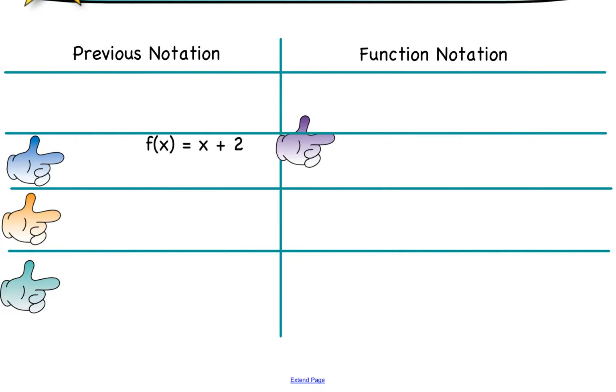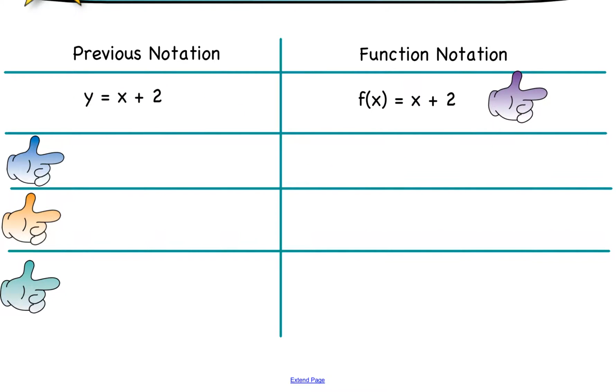So the previous notation and function notation. You're used to seeing things like y equals x plus 2. Well, in function notation, we would write that instead of y, we just replace it with a function f in terms of x. That says f of x equals x plus 2. f of x means the same thing as y. It's just different notation.